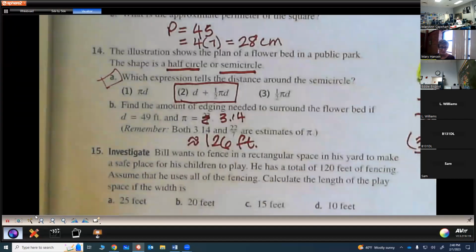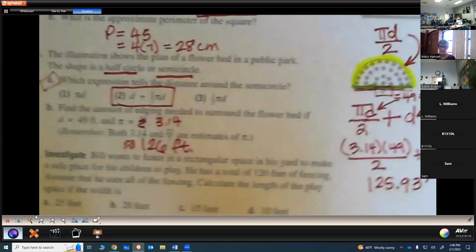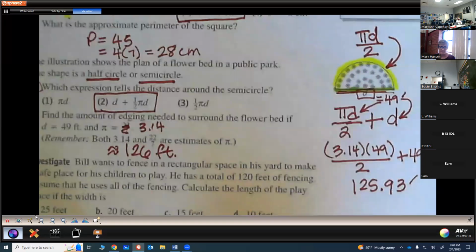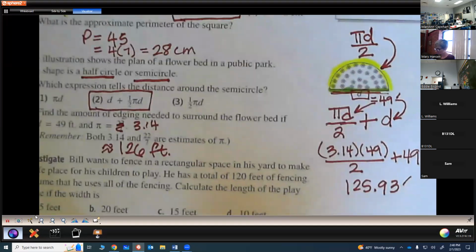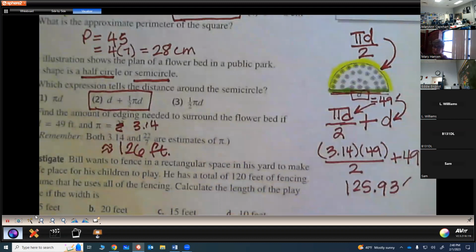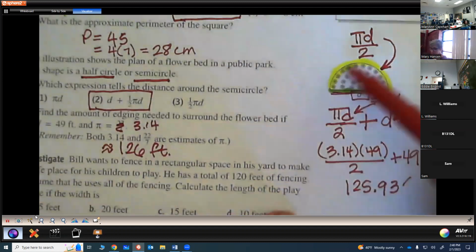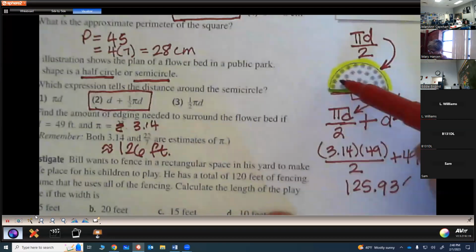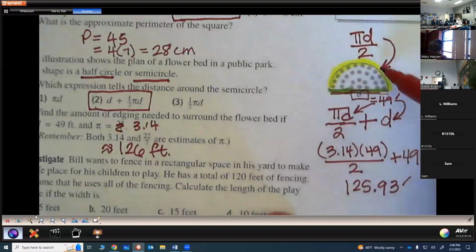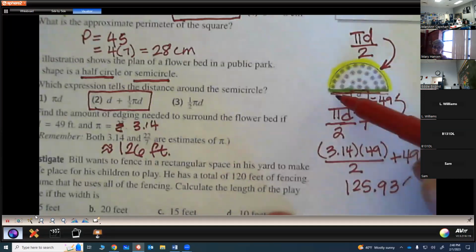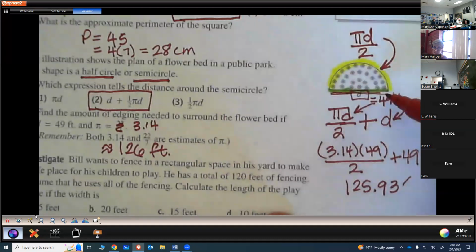So you just basically find the circumference and then divide it by 2? Exactly. You find the circumference, well, plus a little more. You find the circumference and you divide it by 2, but that only gives you the amount of edging for the yellow portion. And then you have to add in the diameter to get the straight portion. That makes sense? Yeah, it makes sense.